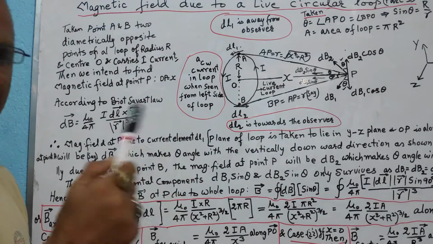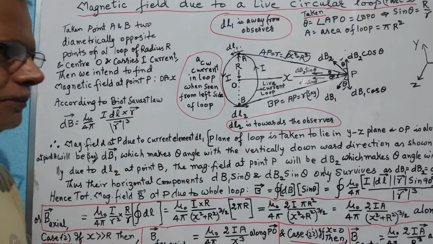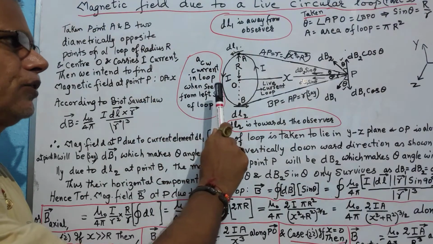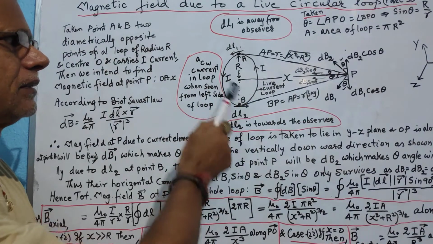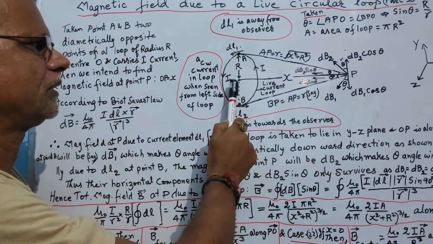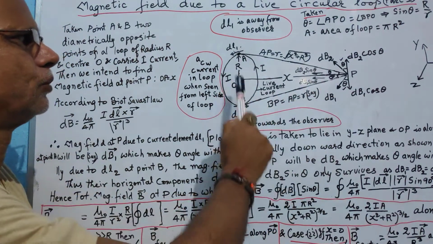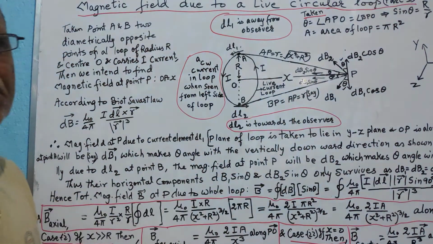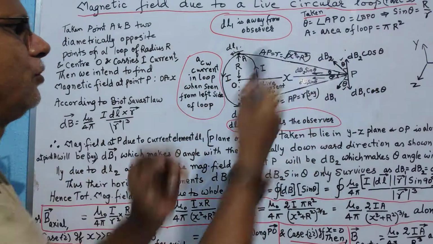current is there, so magnetic field has to be there. We want to find the magnetic field due to this current loop at any point P which is lying on the axis of this loop at x distance from it, meaning OP value is x.